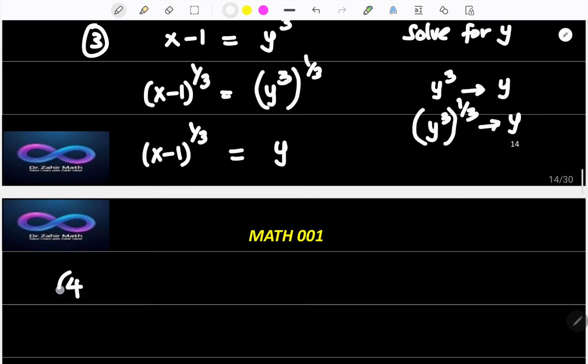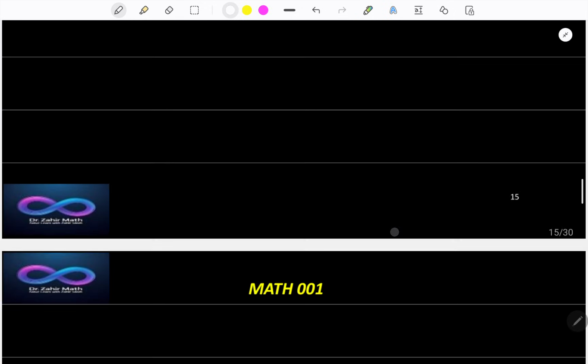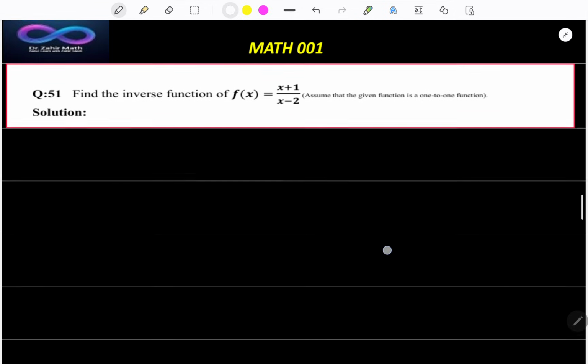So what is step number 4? Put y equals what? f inverse x is equal to what? x minus 1, the whole power 1 by 3. Clear all of you? Right. Let's go to the next question.